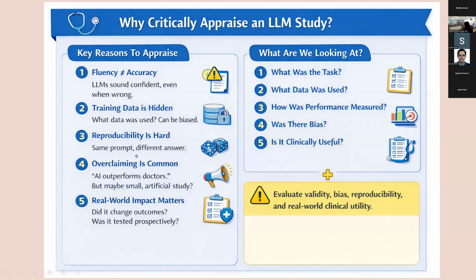And overclaiming. Normally we say AI outperforms doctors, but is it actually true? We have to see that. And how far does the AI intervention matter in the real world? That is also another concern. So what are we looking at? We're looking at what task is assigned to the LLM, what data is used, and how the performance is reported. Is there a bias? And is it clinically useful?